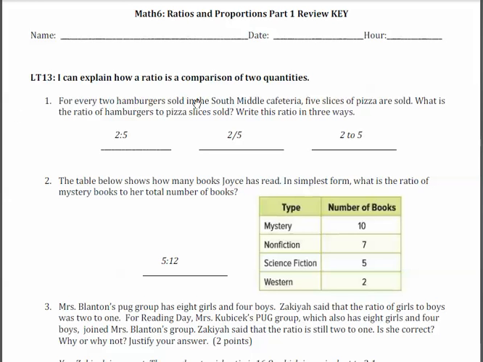For every 2 hamburgers sold at South Middle's cafeteria, 5 slices of pizza are sold. So if we have 2 hamburgers, we have 5 slices. If they want us to write a ratio of hamburgers to pizzas in 3 ways, we have 2:5, which you can write as a fraction, 2/5, or with the word "to".